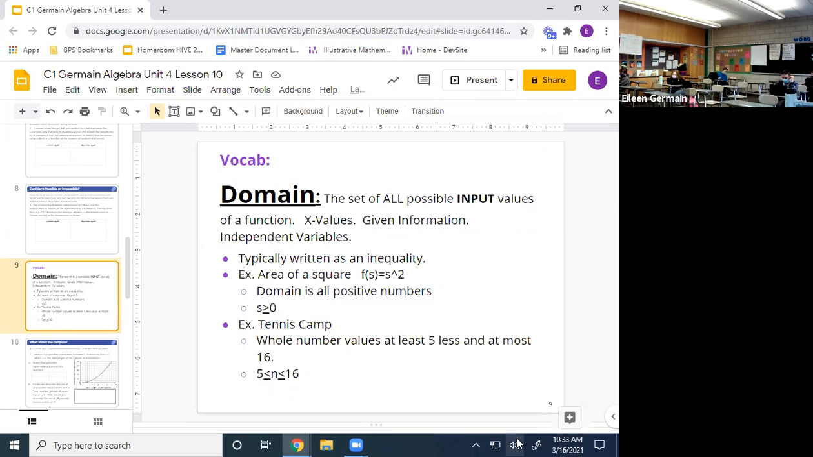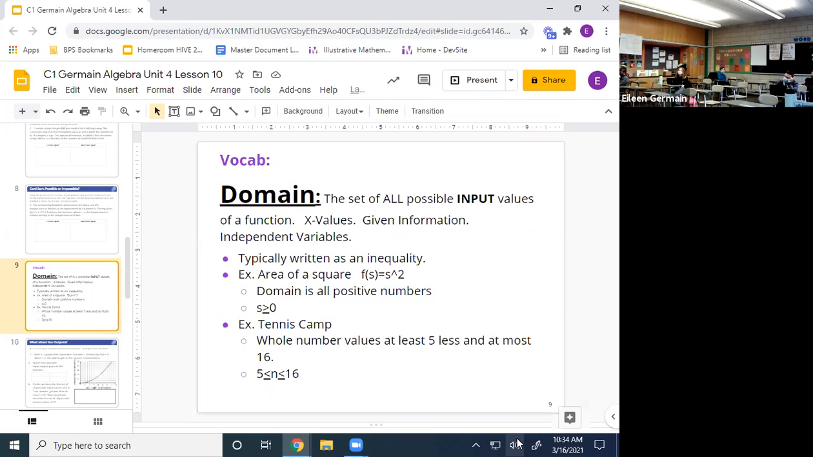So domain is the set of all possible input values of a function. I listed some synonyms here: X values, given information, independent variables. So domain connects to inputs. What are the possible input values for the function? So we're going to be looking at domain and range, and interpreting what our domain is going to be based on the scenario.